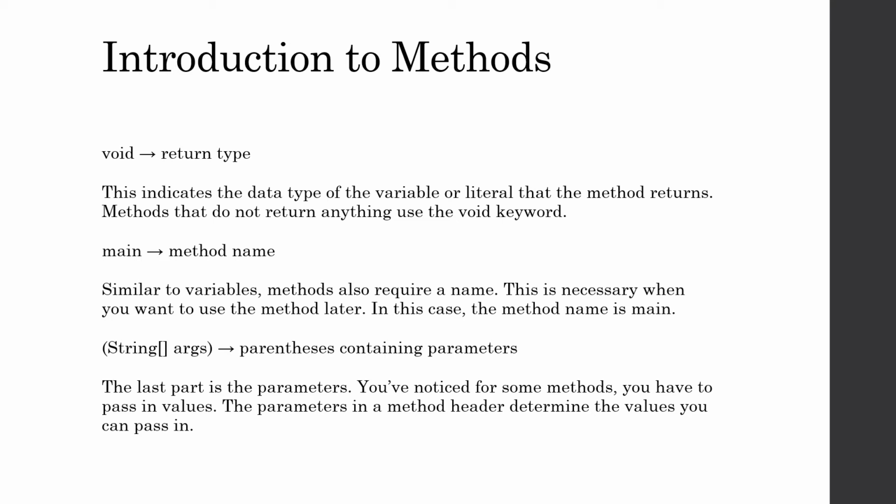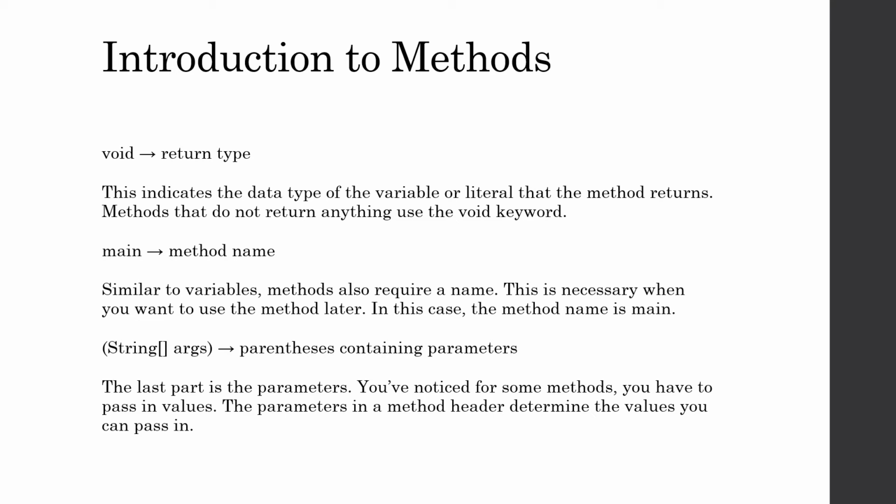And then after the method name, we've got that pair of parentheses, and inside of that is where we place what are known as the parameters. So the last part is going to be those parameters. You've noticed for some methods you have to pass in values. You've got to put something into that pair of parentheses whenever you call that method. The parameters in a method header will determine the values that you can pass in.